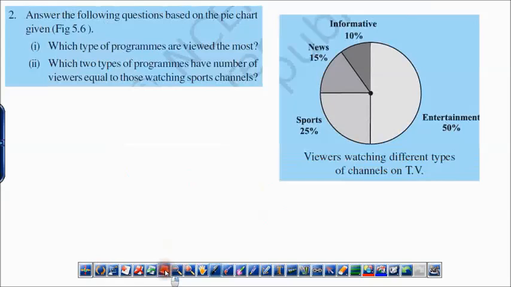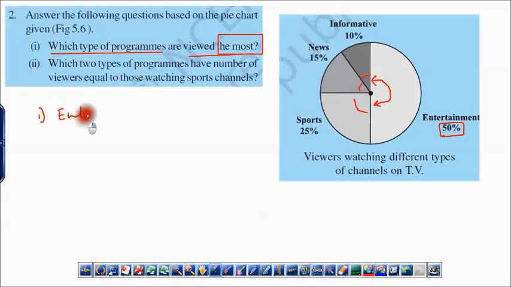Answer the following questions based on the pie chart given in figure 5.6. Question number 1. Which type of programs are viewed the most? द मोस्ट मतलब सबसे ज़्यादा कौन से टाइप के प्रोग्राम्स देखे जाते हैं? इंफॉर्मेटिव, न्यूज़, स्पोर्ट्स या एंटरटेनमेंट? तुम नंबर देख के गैस कर सकते हो दैट एंटरटेनमेंट इज़ मोस्ट वॉच्ड, या एंगल देख के. सी दिस इज़ द बिगेस्ट एंगल 180 डिग्रीज, बाकी सारे छोटे एंगल्स हैं. देयरफॉर मैक्सिमम अमाउंट ऑफ एंटरटेनमेंट इज़ व्यूड.